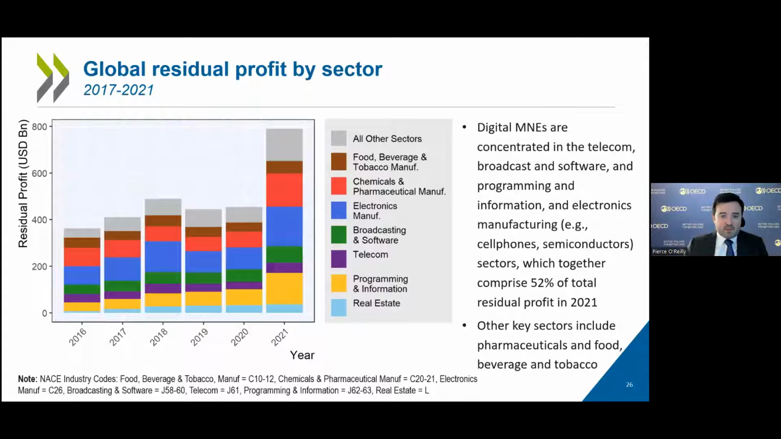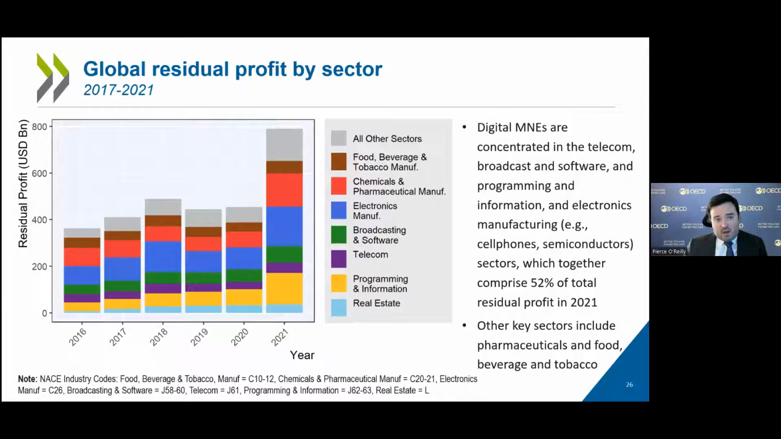But I think it's really important to say that the scope of firms is still very much digital and technology focused. You can see there that things like electronic manufacturing, so consumer electronic goods, are in. We have a significant amount of profit coming from broadcasting and software and programming information. So those are major tech giants and so on. They're in scope. And lastly, it's important to say that this was the COVID-19 period, 2021, so we do see a sharp growth in the profitability of the pharmaceutical sector as well.